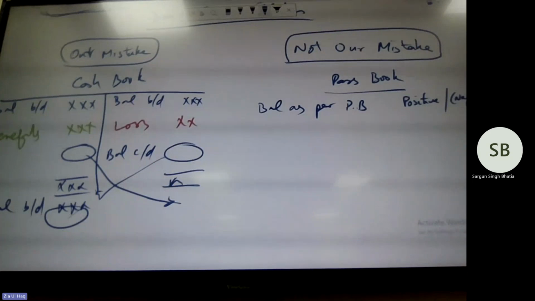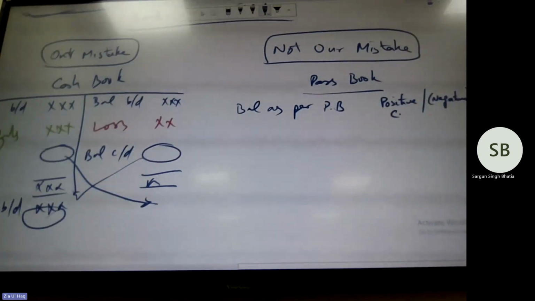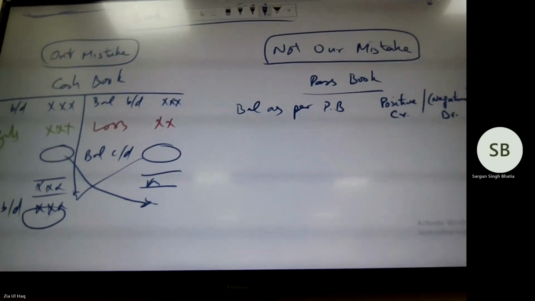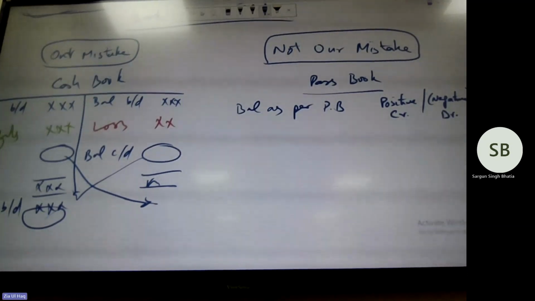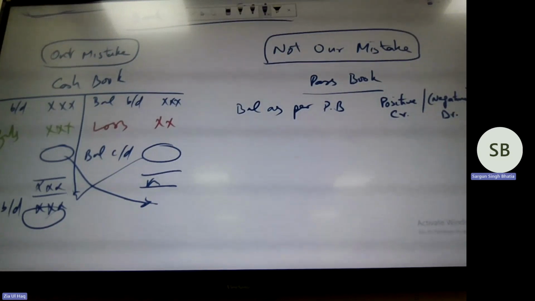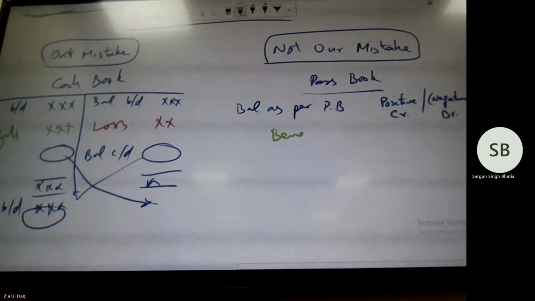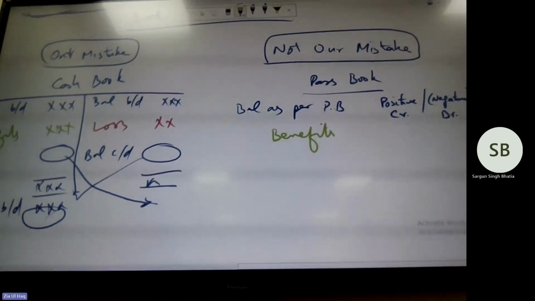And in passbook, positive balance means credit balance, negative balance means debit balance. In cash book, positive means debit, negative means credit. Well, in passbook, positive balance means credit balance, negative balance means debit balance. In passbook, what we need to do, the benefits like unpresented checks, we need to deduct.